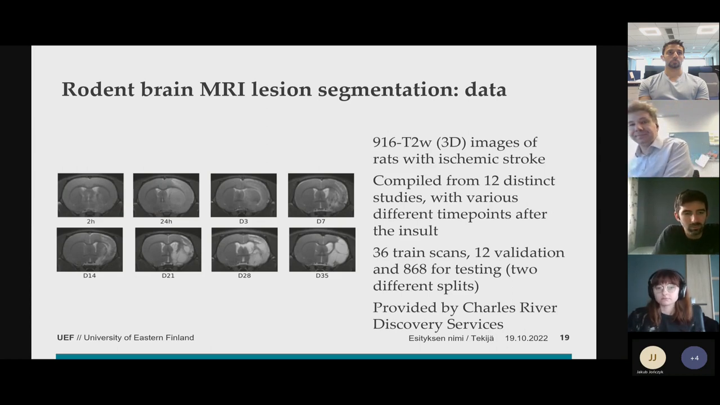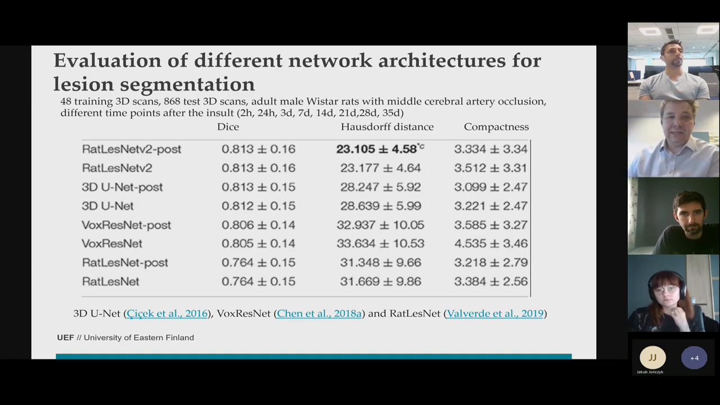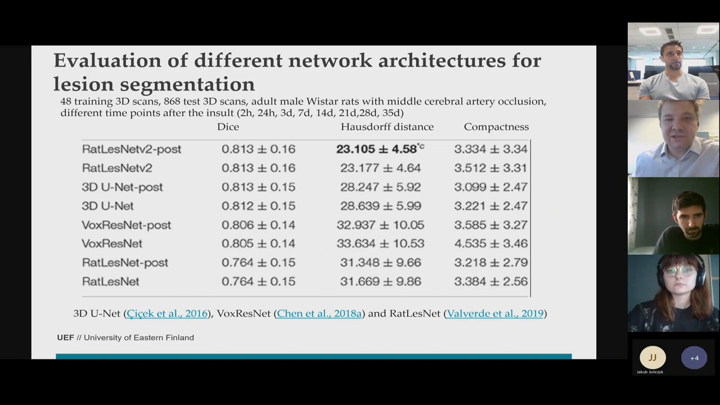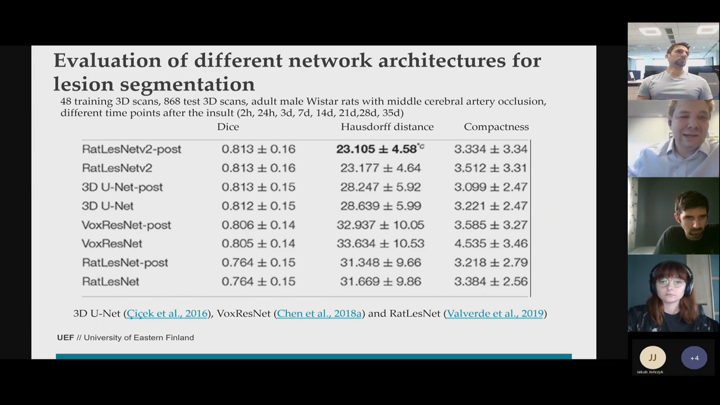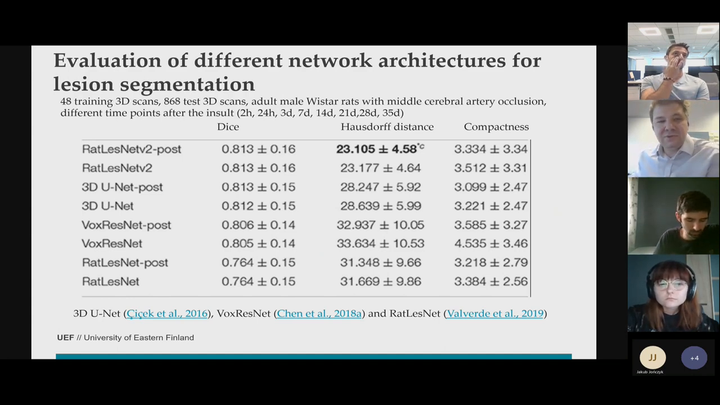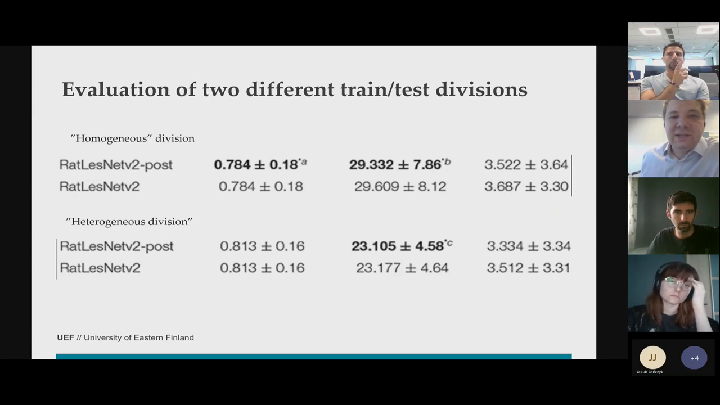also more generally. So we did evaluations against other network architectures, and as you can see, we are a little bit better on a Hausdorff distance, but on a Dice coefficient, some other architectures also achieve kind of similar results. And what else you can see from this table is that post processing does not make any difference to the accuracies.